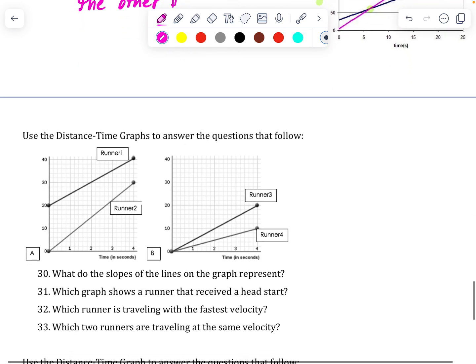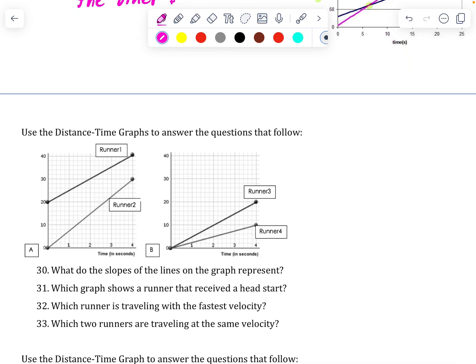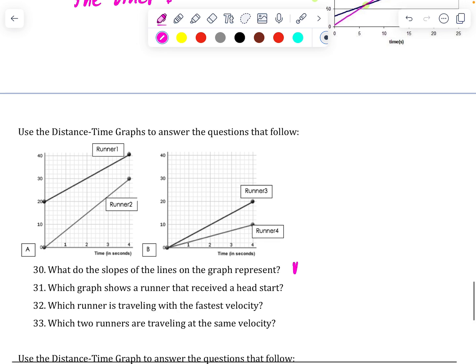These again, okay. Next one here, we've got more distance graphs. On distance graphs, slopes represent velocity or speed. Again, this says distance up here. So that's how we know. Which graph shows a runner that received a head start? Okay, so which one didn't start at 0 but started at a higher distance than 0? That would be runner 1.